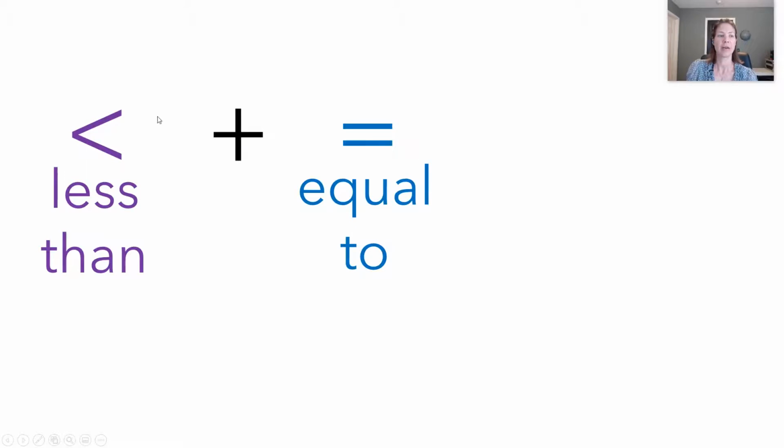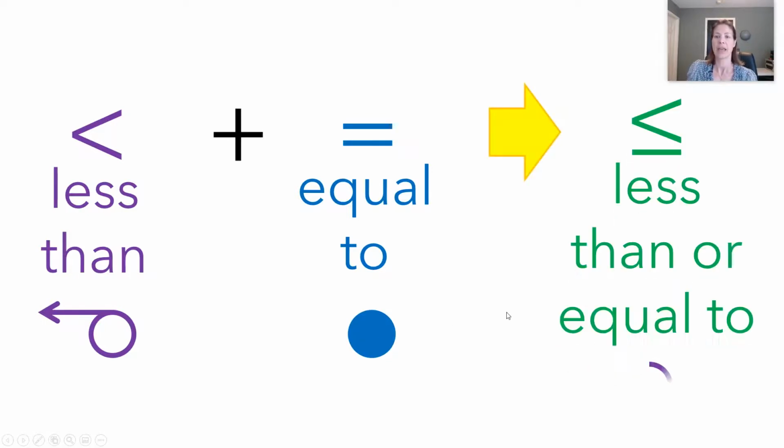Now, if we have a less than and we combine it with an equal to, the graph of less than points to the left because all values that are less or smaller are going to the left. Equal to is a shaded in dot because it's equal to, and therefore the symbol looks like this. It's a combination of a less than and an equal to, and the graph is shaded in because of equal to, pointing to the left.